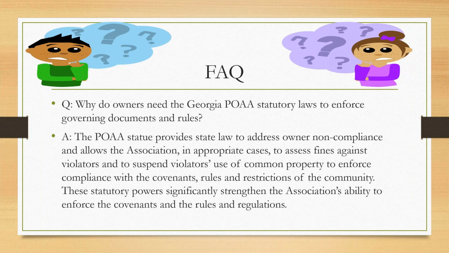Why do owners need the Georgia POA statutory law to enforce governing documents and rules? The POAA statute provides state law to address owner noncompliance and allows the association in appropriate cases to collect on these accounts. And again, because of statutory law, we have the law that our attorneys could use to gain a judgment on owners. Otherwise, it is challenging in some cases to get a straightforward ruling from the courts because there is no statutory law. It strengthens the ability of the association to enforce the covenants and the rules and regulations.